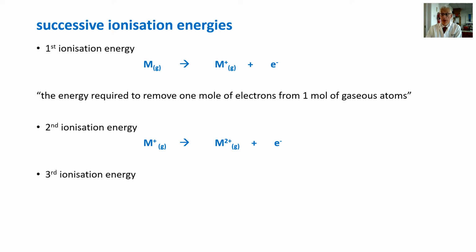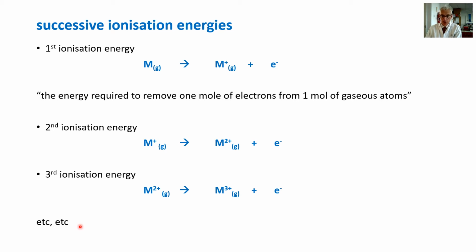Can you write an expression for the third ionization energy? Okay, so hopefully you are in the groove. M2 plus loses 1 mole of electrons. So 1 mole of 2 plus ions, gaseous, loses 1 mole of electrons, and so on.